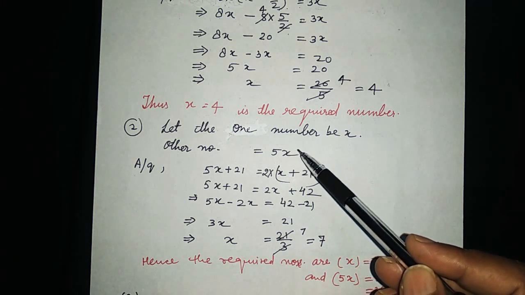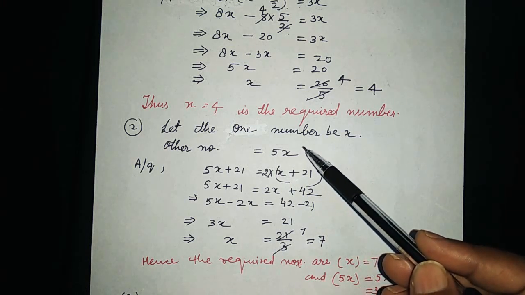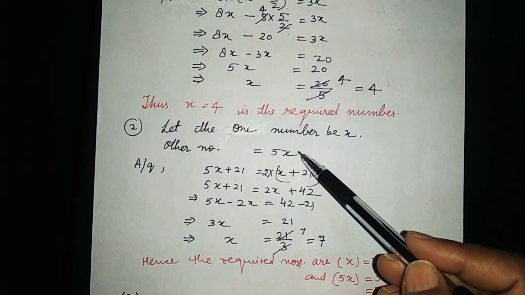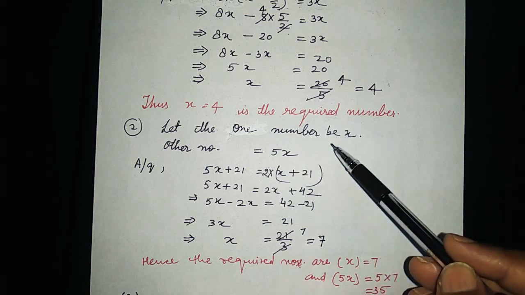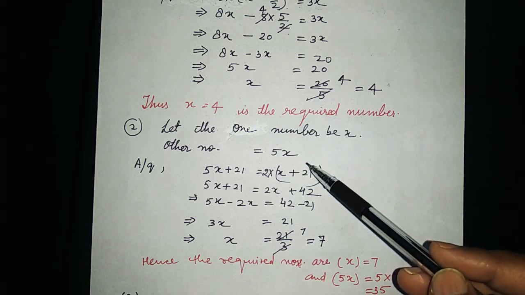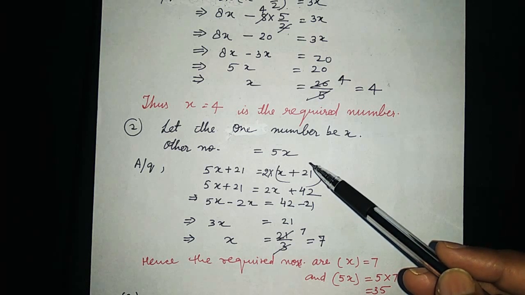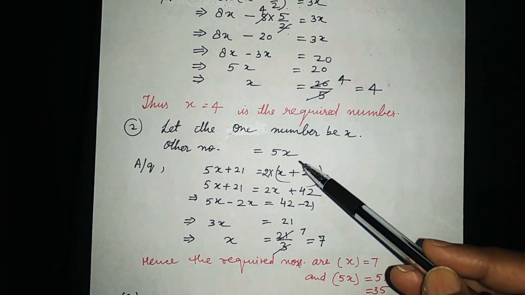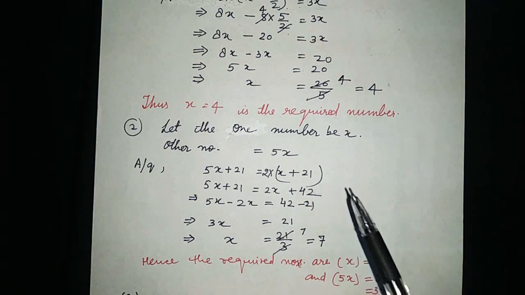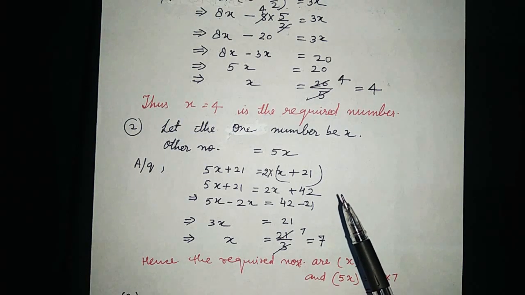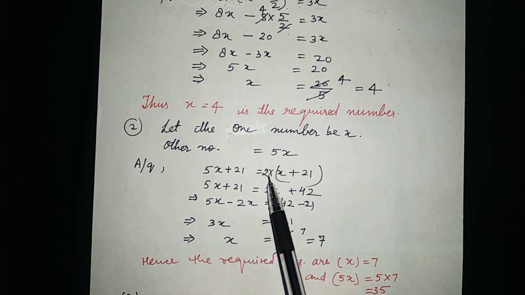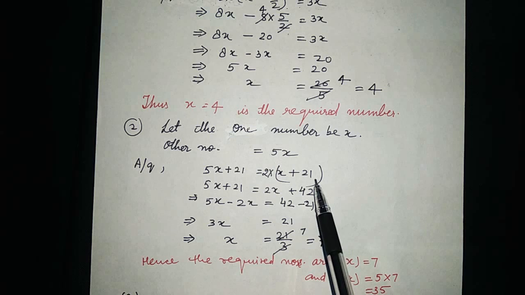Now see the second sentence in your book. If 21 is added to both the numbers, means here x plus 21 and here 5x plus 21. If you do according to the question, then x plus 21 and 5x plus 21 are two new numbers, and then it is told in the question that one of the new numbers becomes twice the other number. So your equation will be 5x plus 21 is equal to 2 times (x plus 21).